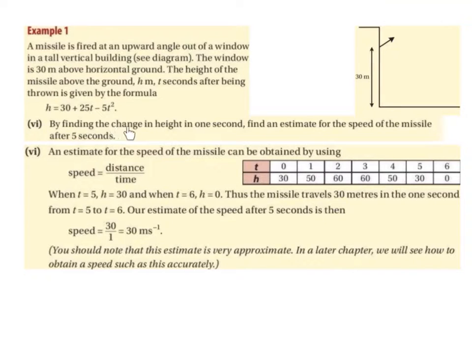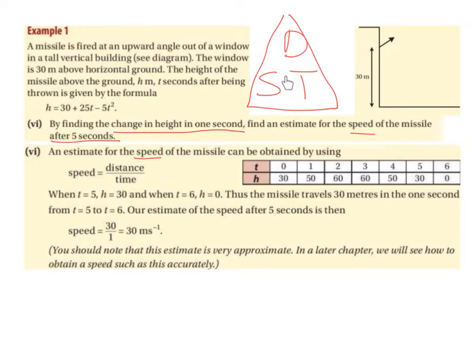Part 6. By finding the change in height in 1 second, find an estimate for the speed of the missile after 5 seconds. An estimate for the speed of the missile can be found by using speed equals distance over time. This formula can be derived using Dad's silly triangle, our distance, speed, time formula triangle. If we're looking for the speed, then we cover up S and we're left with d over t. So to get the speed, we do distance divided by time.